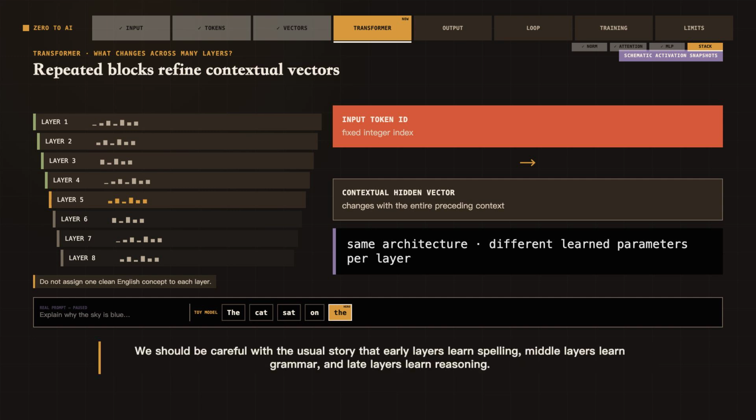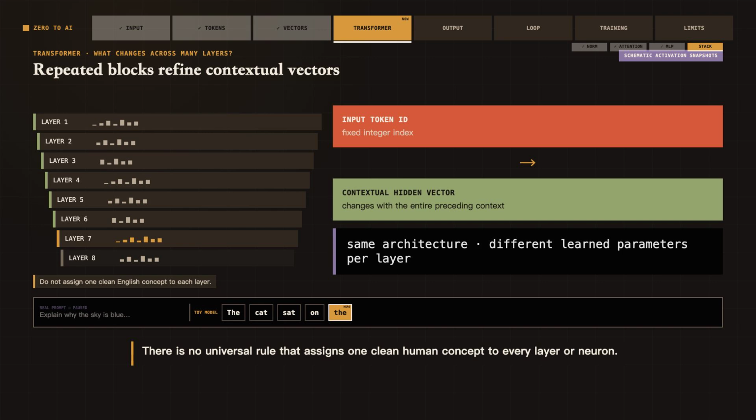We should be careful with the usual story that early layers learn spelling, middle layers learn grammar, and late layers learn reasoning. Researchers can find patterns and circuits in particular models, but real representations are distributed and overlapping. There is no universal rule that assigns one clean human concept to every layer or neuron. Every layer applies learned attention and nonlinear transformations to the current representations. Training shapes those transformations so that the final representations help predict the next token.